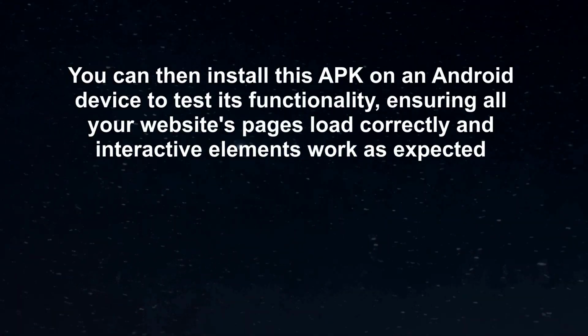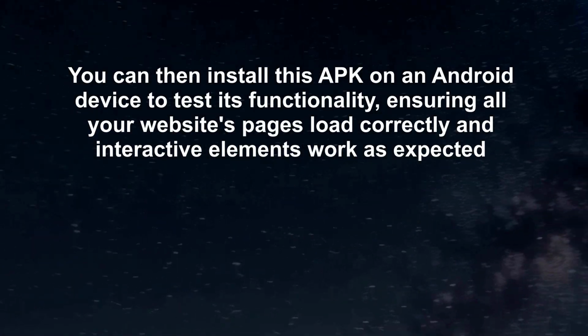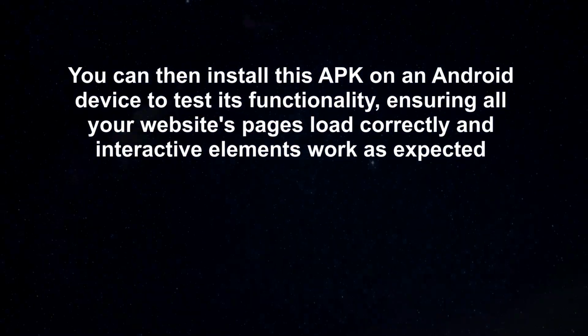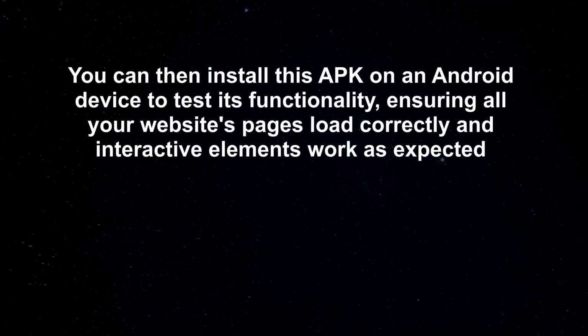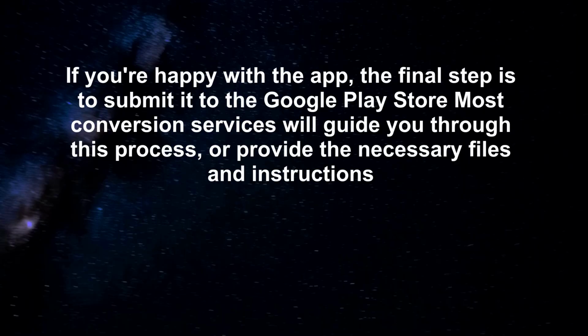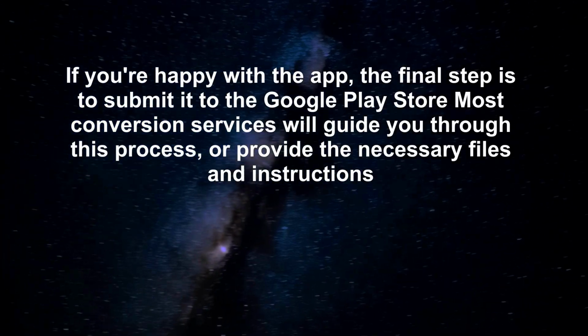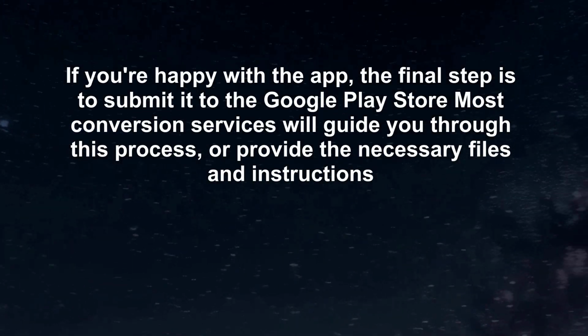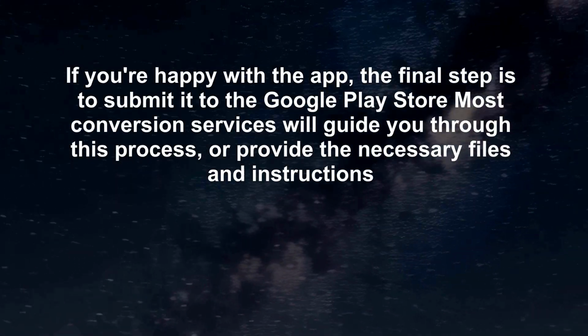You can then install this APK on an Android device to test its functionality, ensuring all your website's pages load correctly and interactive elements work as expected. If you're happy with the app, the final step is to submit it to the Google Play Store. Most conversion services will guide you through this process or provide the necessary files and instructions.